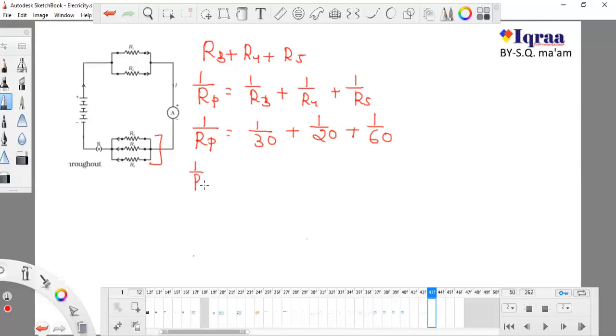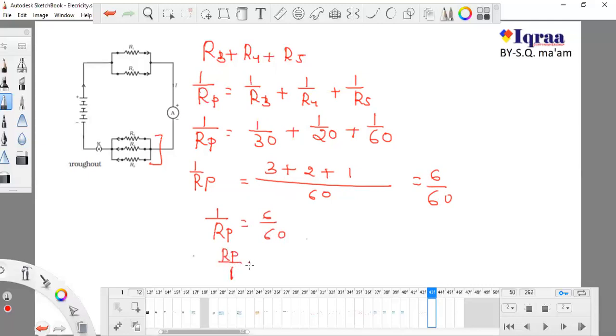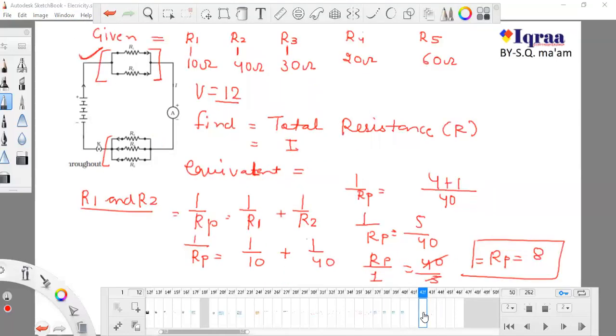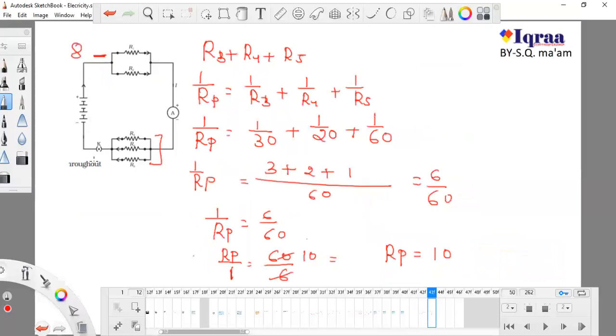So for 1 upon Rp, I have to take the LCM. 30, 60, I will take 60. 3 plus 2 plus 1, that will be 6 upon 60. So 1 upon Rp is equal to 6 upon 60. Now I can reciprocate them, Rp upon 1 is equal to 60 upon 6, and when I cut them, it will be 10. So my Rp is equal to 10. The value of this is 8 and that is 10.